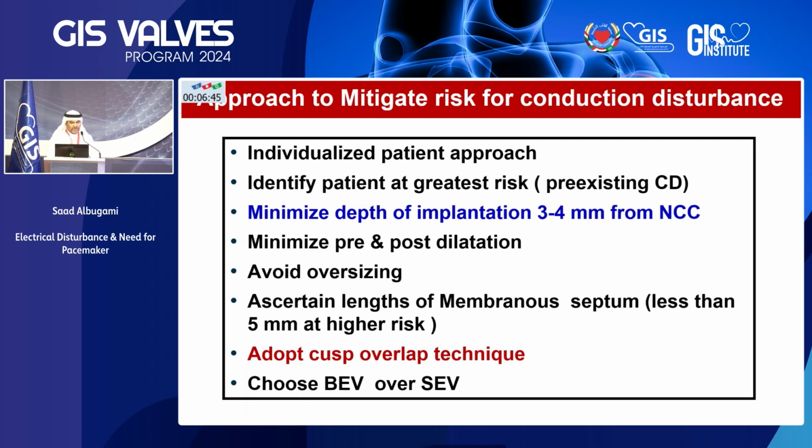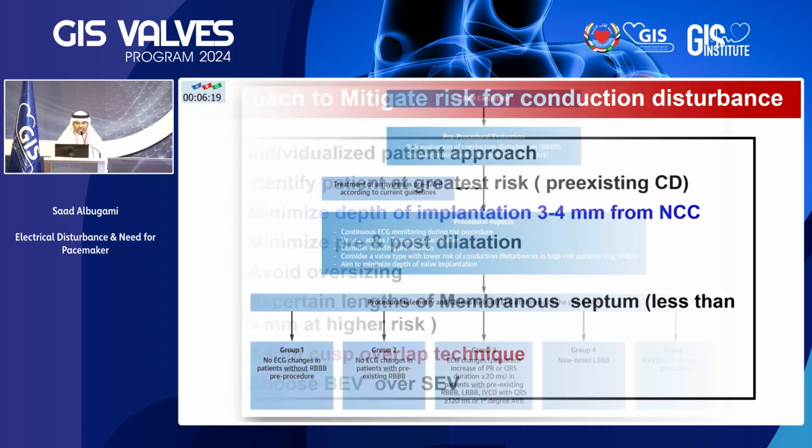at the greatest risk by looking at pre-existing conduction disease, by looking at the ECG, and doing Holter monitoring before the procedure or on the day of admission. Minimize your depth of implantation to 3 or 4 millimeters from the non-coronary cusp, minimize pre- and post-dilatation, and avoid oversizing. Ascertain the length of the membranous septum; less than 5 millimeters is at the highest risk. Adopt the cusp overlap technique and choose a balloon-expandable over a self-expandable valve.